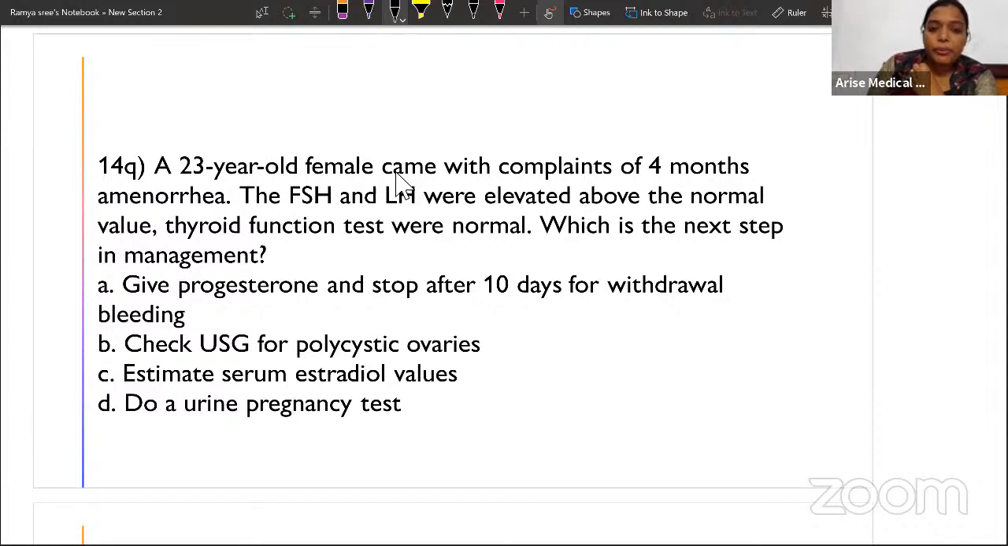A 23-year-old female came with the complaints of 4 months of amenorrhea. The FSH and LH were elevated above the normal value. Thyroid function tests were normal. What is the next step in management? Give progesterone and stop after 10 days for withdrawal bleeding. Check USG for PCOS. Estimate serum estradiol values. Do a UPT.